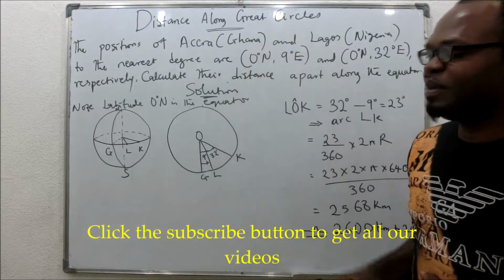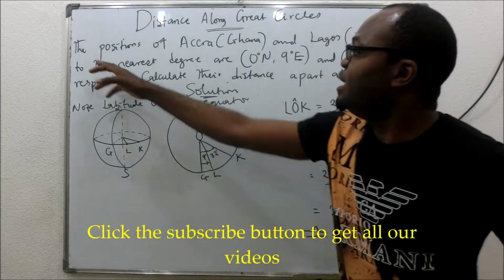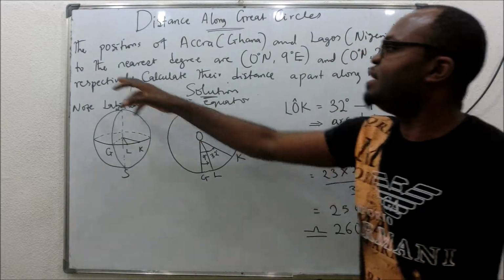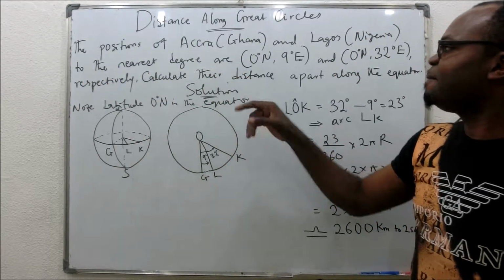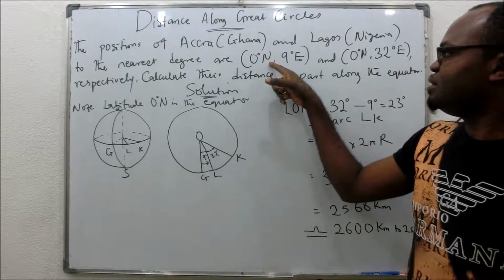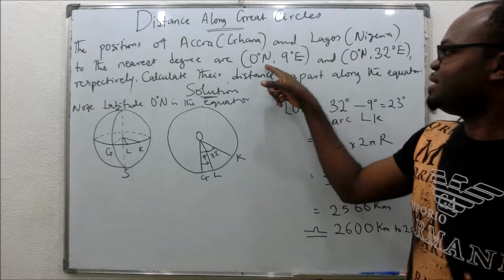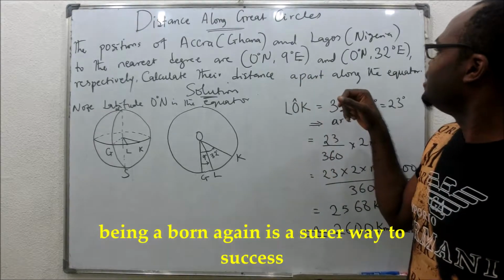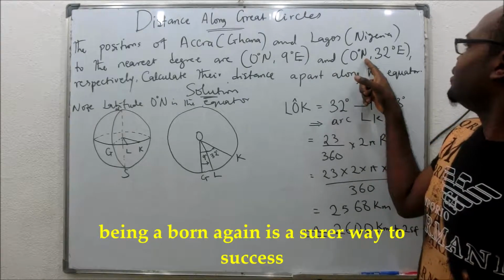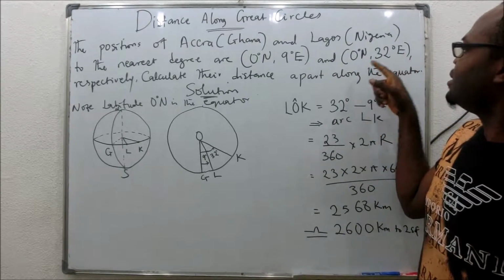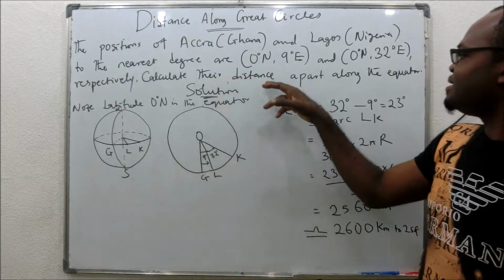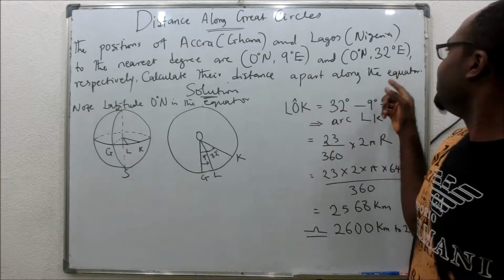If you have a problem like this in JAMB or WAEC, the positions of Accra in Ghana and Lagos in Nigeria to the nearest degree are 0 degree north, that is the latitude, and 9 degree east, and 0 degree north and 32 degree east, that is the latitude and the longitude, respectively. Calculate their distance apart along the equator.